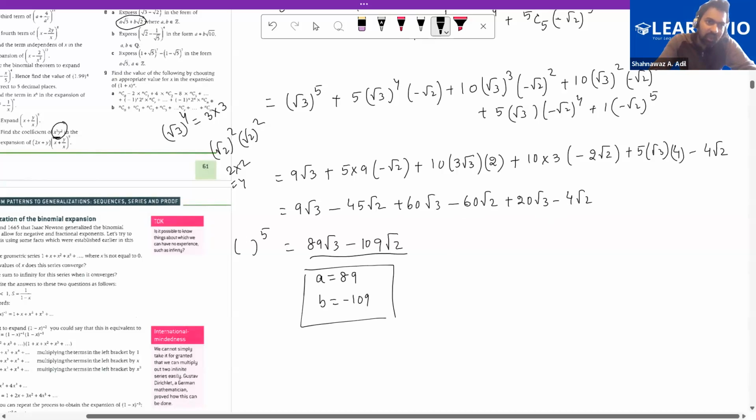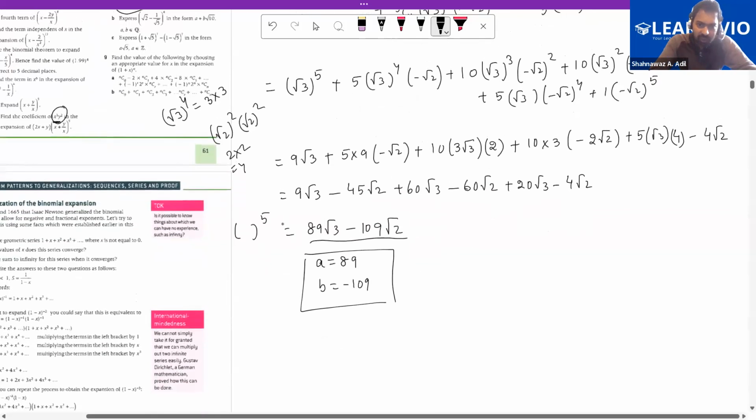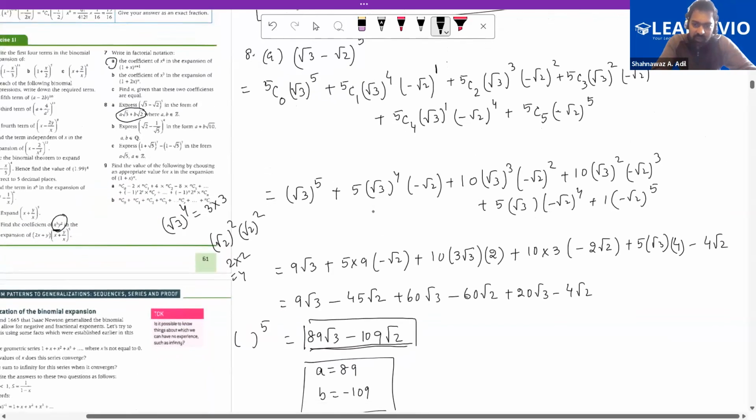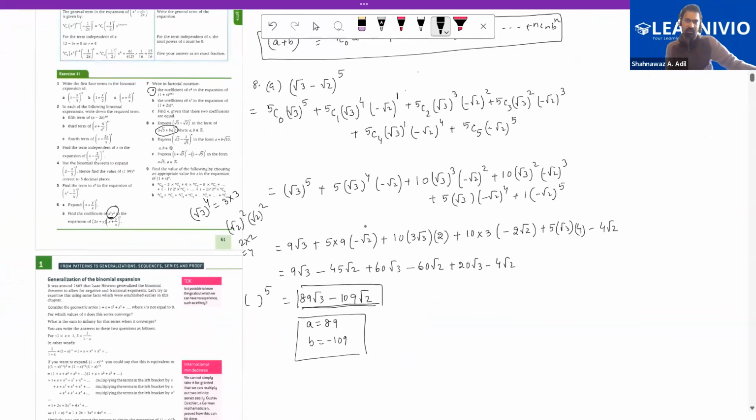They were asking in the form of this, and we have already written it in that form, so there is no need to find A and B. They are not asking for A and B. So please note it down, and if you have any doubt, please tell me. Okay, I wrote it down. Good. Now let us do the next question.